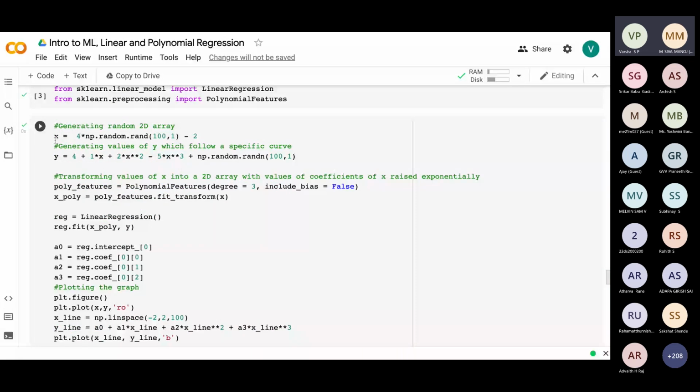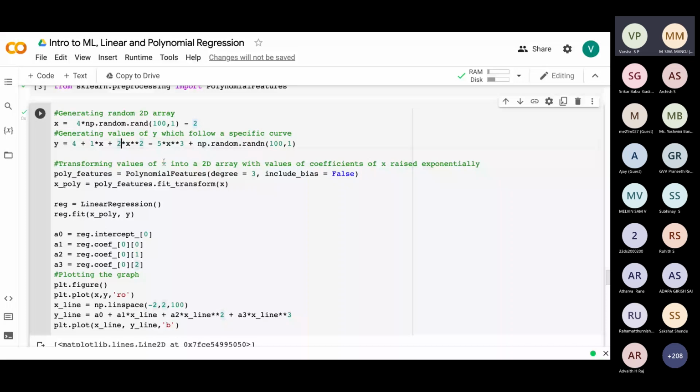This command is basically generating random values, and Y is also generated from a randomly provided equation, so that it generates Y values.